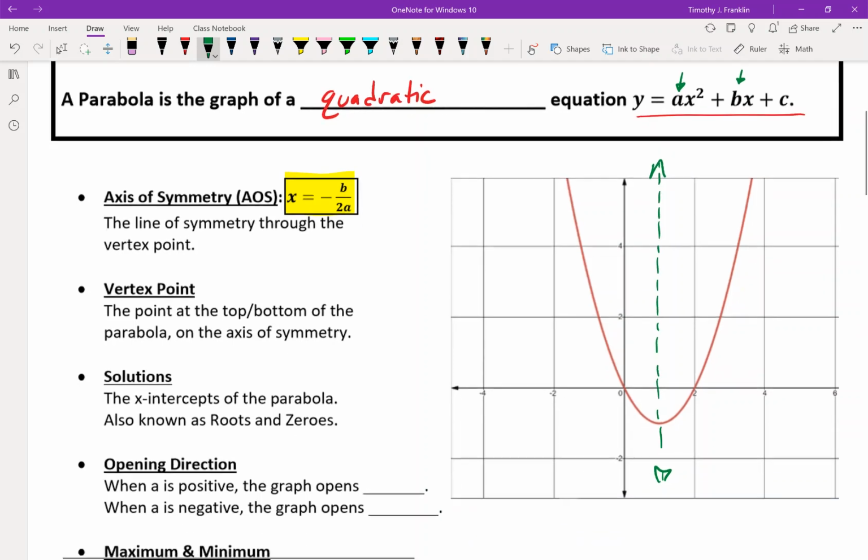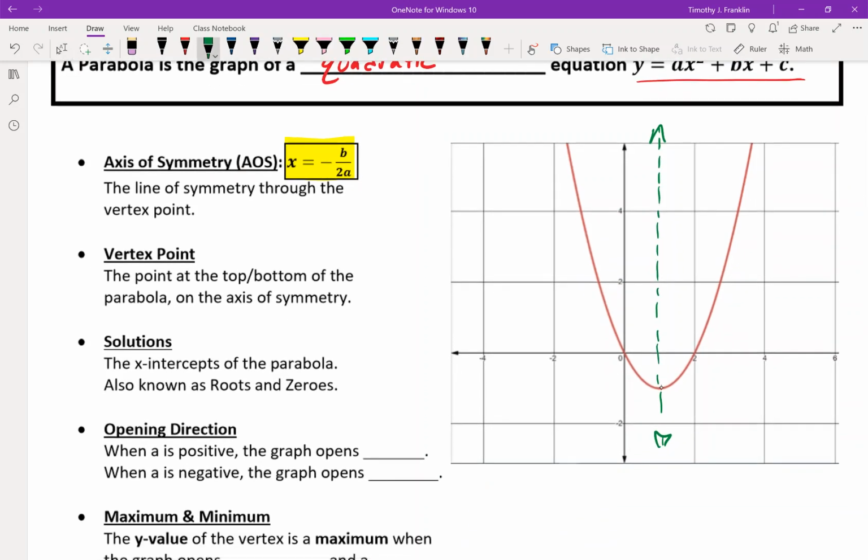Now the vertex point is the point that goes through. It's either at the top or the bottom of the parabola. In this case, it's the bottom, because this parabola opens upward. And in this case, it is the point 1, negative 1. But obviously that will change depending on the specific graph you're working on. But the x value of the vertex point is always the axis of symmetry, which in this case is the line x equals 1.